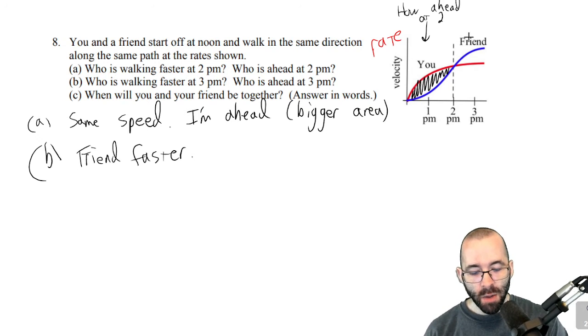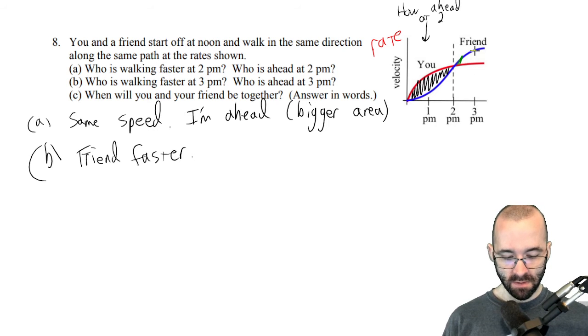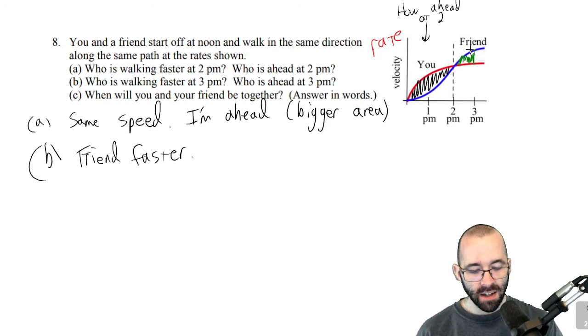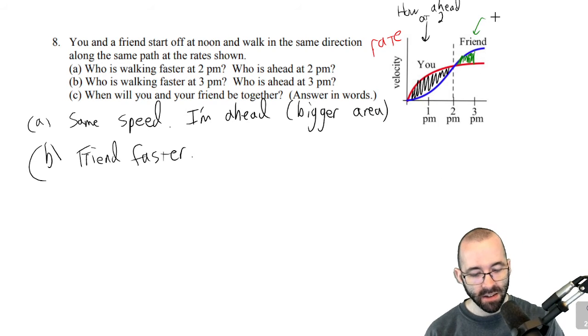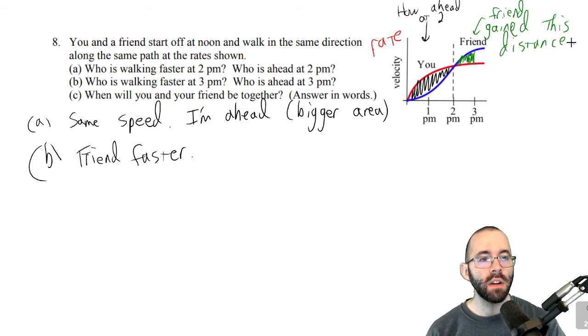And now, between 2 and 3, this, hold on, let me be a little bit more precise. This is how much distance my friend gained. Friend gained this distance. So who's ahead now? Well, the distance they gained is smaller than the distance I was ahead, right? I'm still faster. They caught up a little bit, but I'm still ahead.